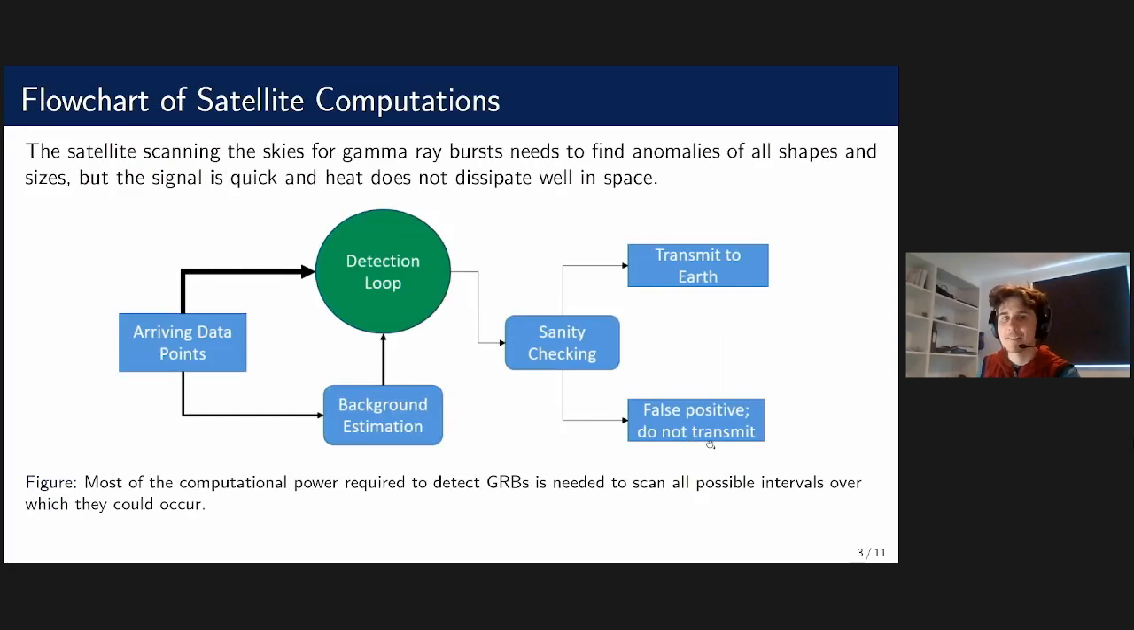So you can think a parallel to this would be an Internet of Things thing. You need to keep the battery charge low. You need to keep your computational power very, very low on a very, very high velocity signal. So estimating the background is generally fairly easy to do. But the problem you have when detecting your anomalies is that anomalies could be of all shapes and sizes. We don't know how long a gamma ray burst would be until we've found it. So we need to check a lot of things on a very high velocity signal.